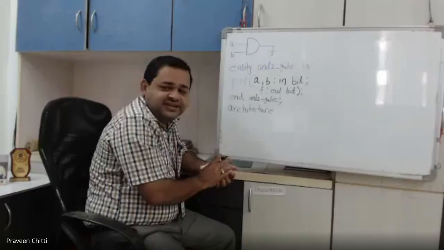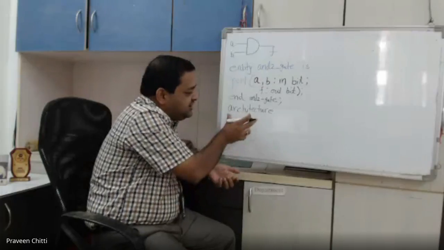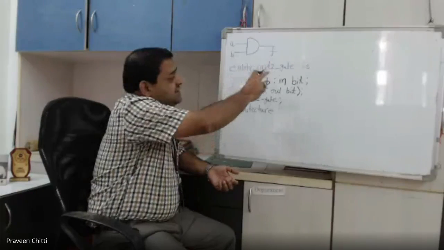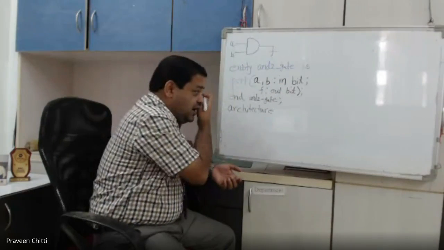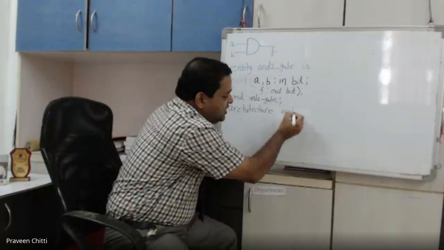Architecture. Then next we should define it. Not in detail, only architecture. What is the syntax of the architecture declaration? Only architecture I have to write, like the entity and two gates you have written. Now I have to write the architecture, then a name. I'll give some name.